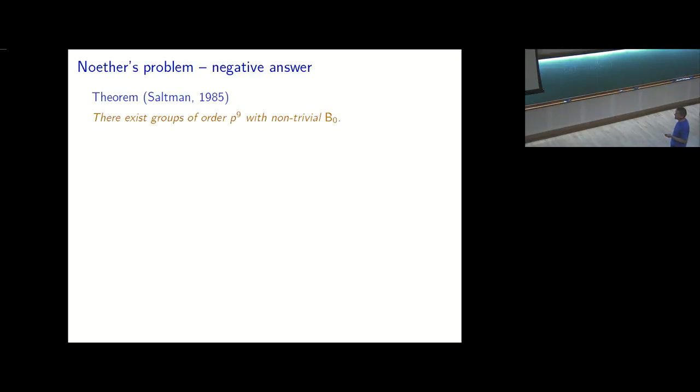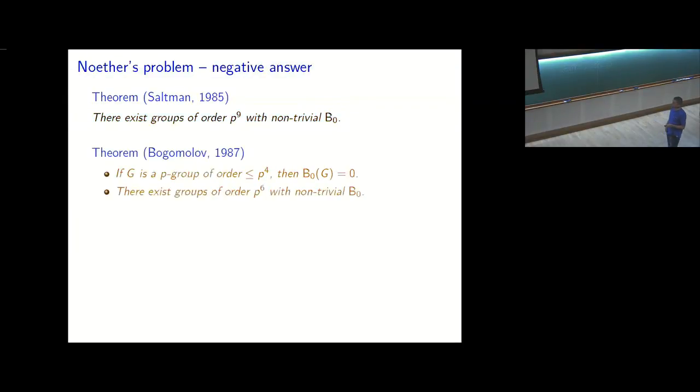So the earliest example is from 1985. Saltman found some groups of order p to the 9 which had non-trivial B naught, which means that the obstruction is non-trivial, and so the answer is negative, right? Later on, in 1987, Bogomolov proved the following.